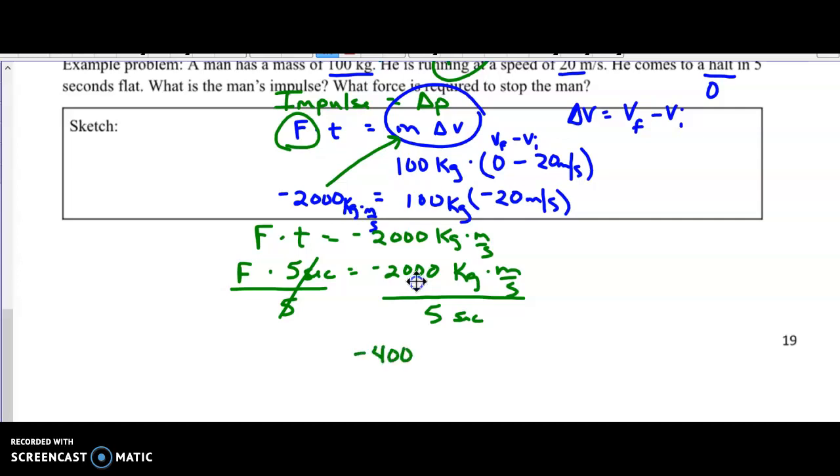And my units on this would be kilogram times meter over seconds, and then seconds times seconds down here. Isn't this what a force is? A kilogram times meter per second squared? That's what I would get, because that is the force that it takes to stop him. This force right here is negative, because isn't this force acting against his motion? Yes, it is against his motion.